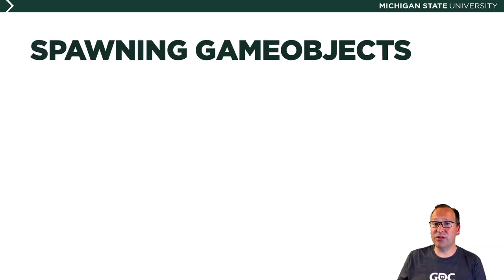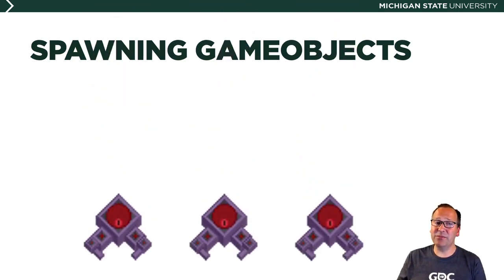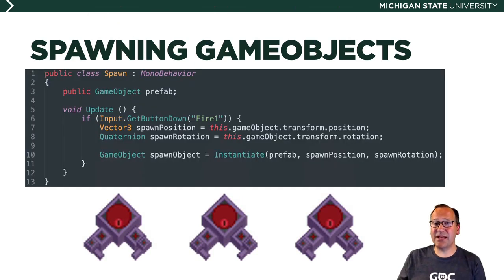Another common thing that you want to do in code is to spawn or instantiate game objects into the game scene. This can be done, for example, to spawn enemies or create projectiles that the player fires. Here is an example script that instantiates a prefab. Once you attach this script to a game object, you could then set the prefab variable in the Unity editor to be the prefab that you want to spawn.